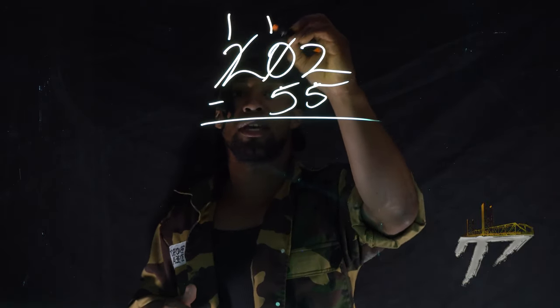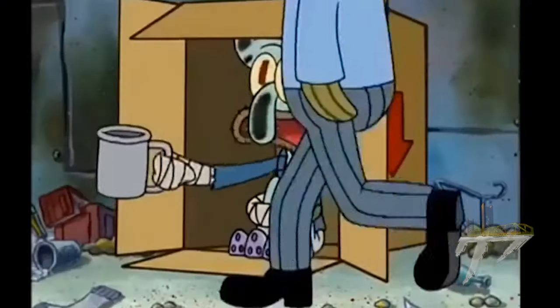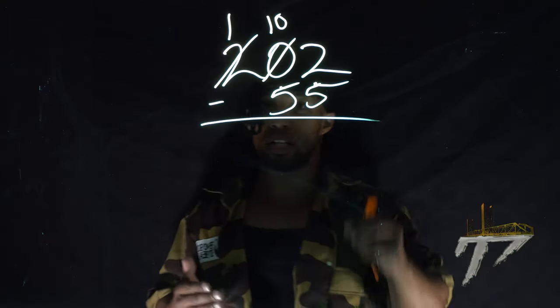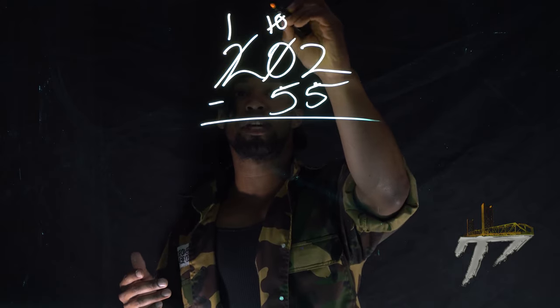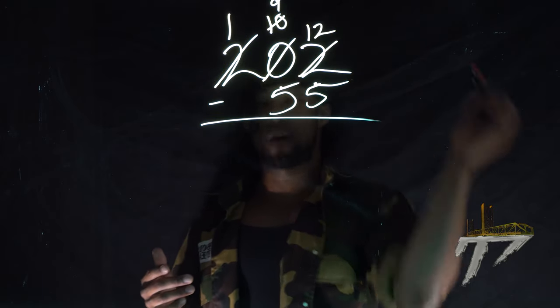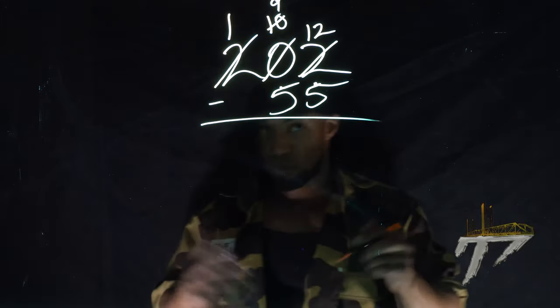He gets 10, right? But then he still got to pay dues to the homie. You know what I'm saying? He's sitting over there like, spare change, ma'am. 2's over here struggling. So he gets a little bit extra. So now we got a 12 here, right? Then we go 12 take away 5. Then what do we get?